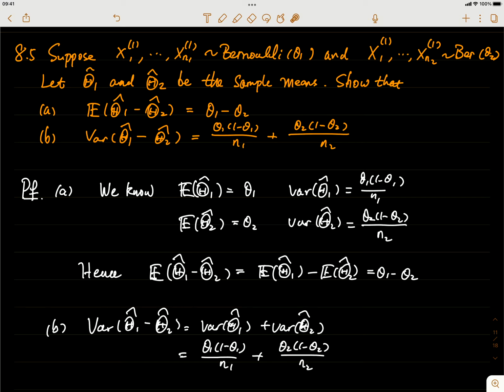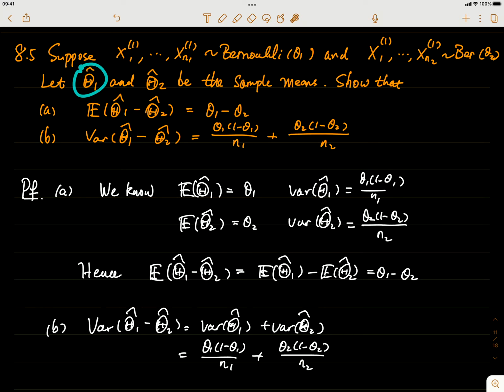Okay, problem 8.5. Suppose we have a random sample of size n1 that follows the Bernoulli distribution with theta 1 as a parameter, and a second random sample of size n2 that follows the Bernoulli distribution with the parameter theta 2. Now let theta 1 hat and theta 2 hat be the sample means of these two random samples.